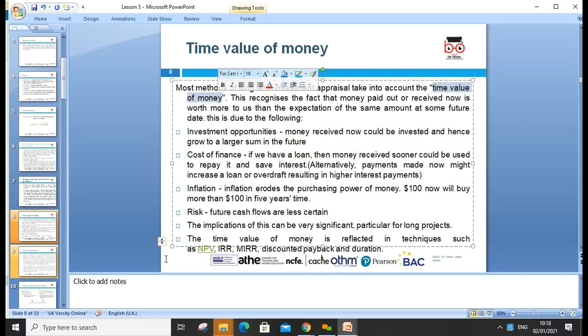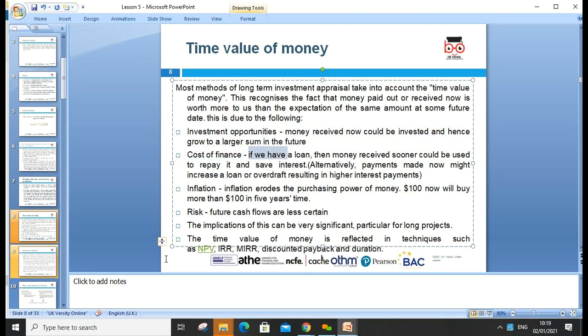Think, if you have cash, you have more investment opportunities. So money received now can be invested and grow into a larger sum in the future. Can you hear me all? Please, if you have any question, you can ask. Cost of finance.